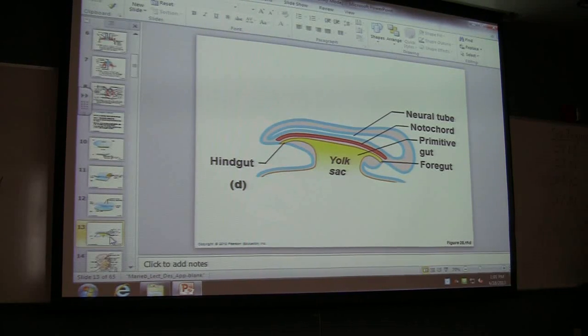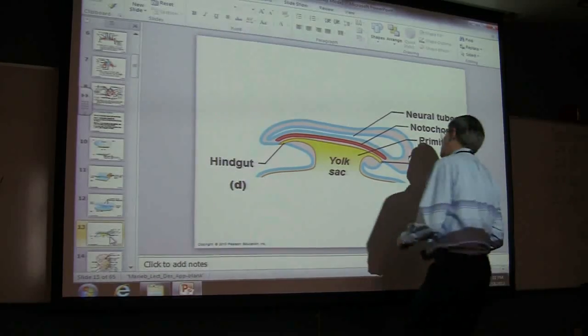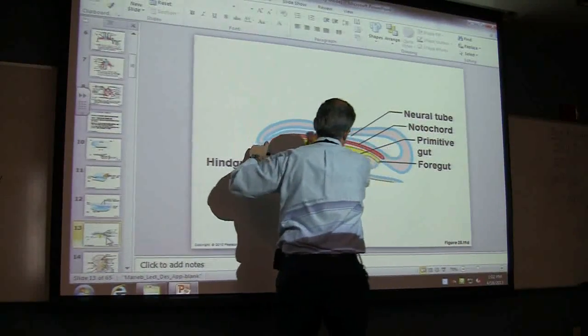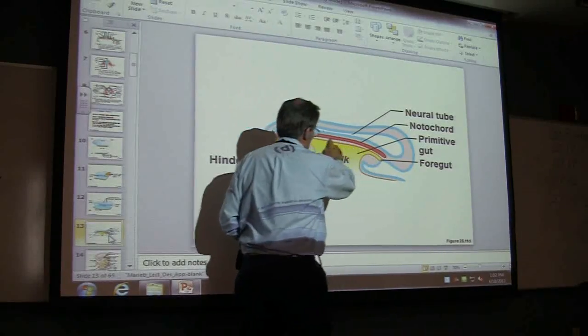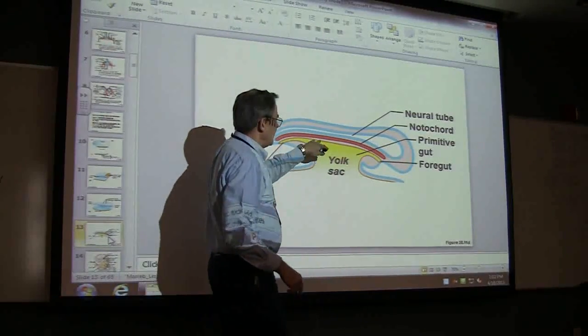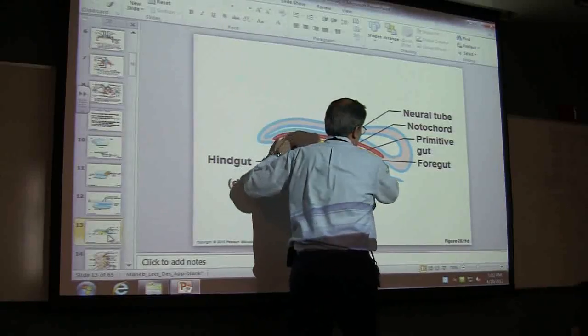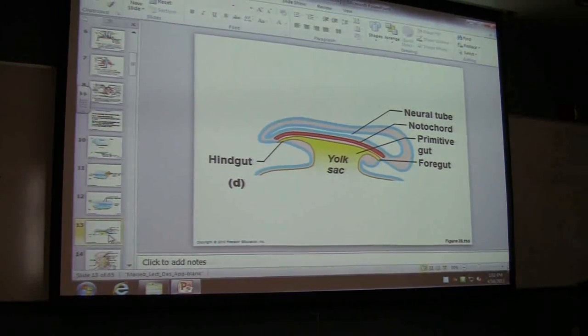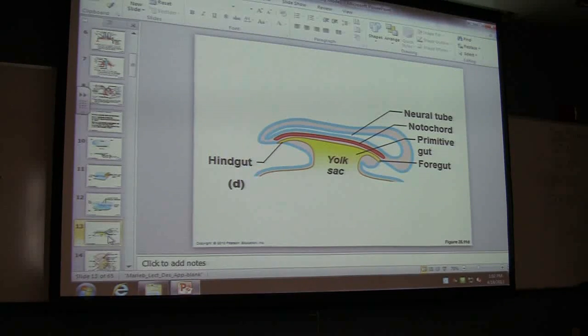Here again, you can see from the side, a cut longitudinal section. This would be the dorsal hollow nerve cord, brain and spinal cord. This is the supporting rod, the notochord, which is from the mesoderm. This coming through the yolk sac is going to be what? Your GI tract forming. And also organs of the digestive system, like the liver, pancreas, and so on. Okay?